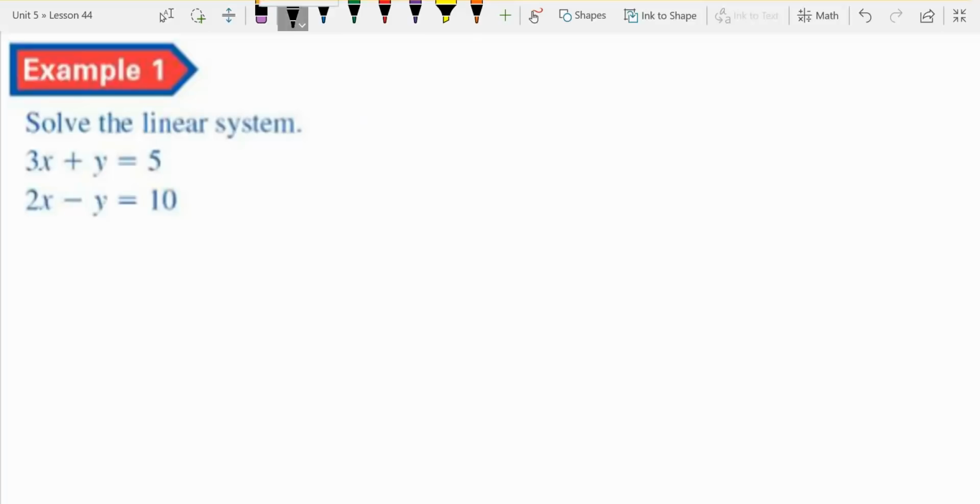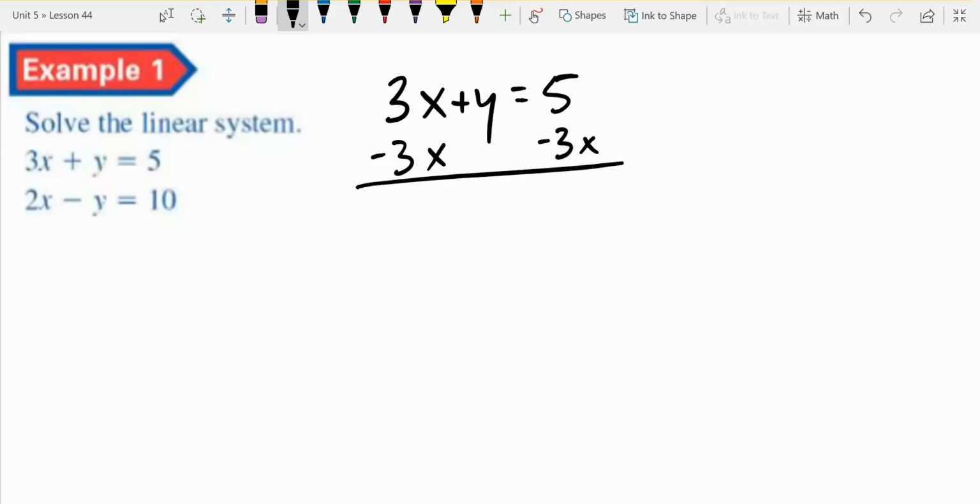So if we look at this first problem, we've got 3x plus y equals 5. I can solve that for y in one step. Subtract 3x, subtract 3x, and we get y equals negative 3x plus 5.